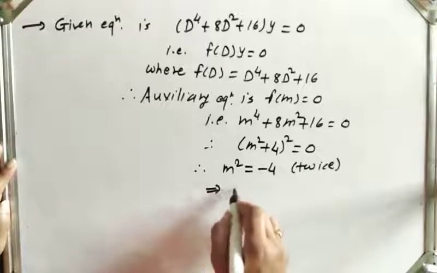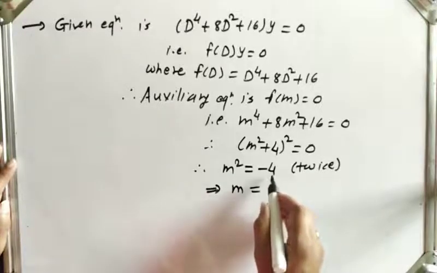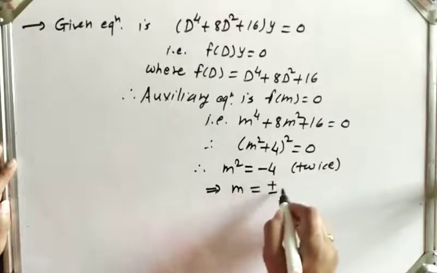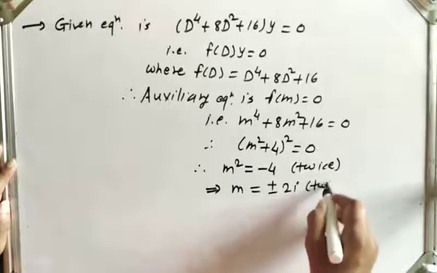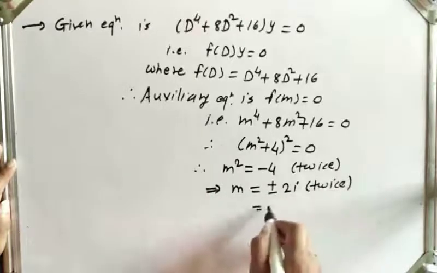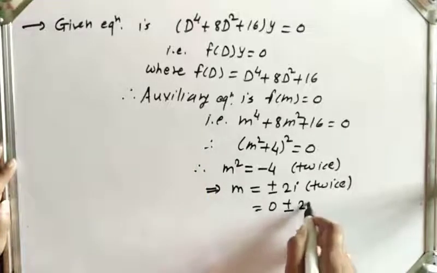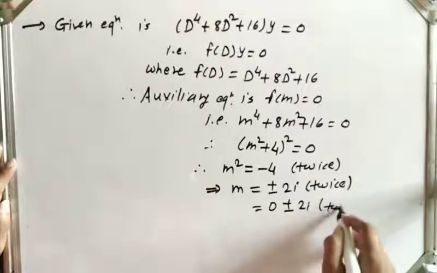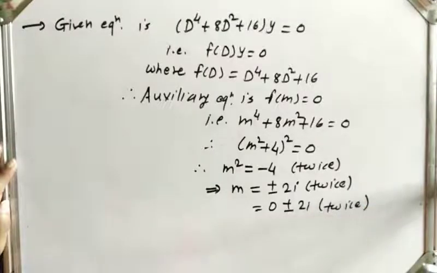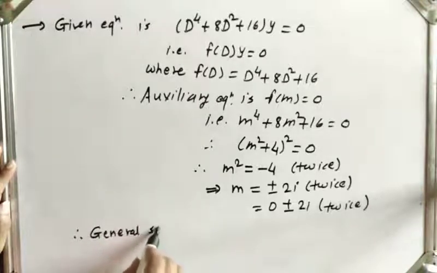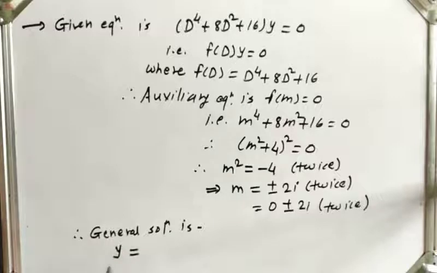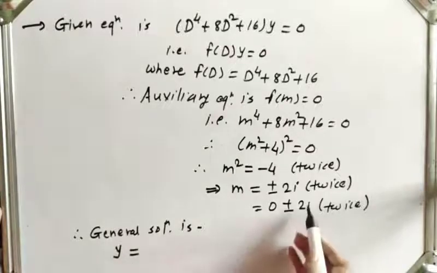So what this implies? m is equal to square root of minus 4, meaning plus minus 2i. It is twice. That is, we get the root of auxiliary equation as 0 plus minus 2i, 2 times. Therefore general solution is y is equal to, now roots are repeated 2 times. This is a complex root.